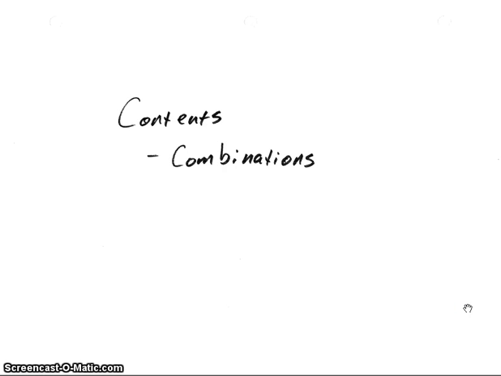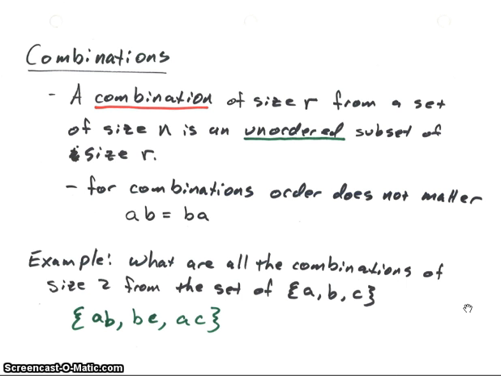In this video we're going to look at combinations. A combination of size R from a set of size n is an unordered subset of size R. So we're starting with a set of size n, and from that set we're going to choose R elements. In this case we don't really care what the order is. So these are unordered, or in this case order does not matter.